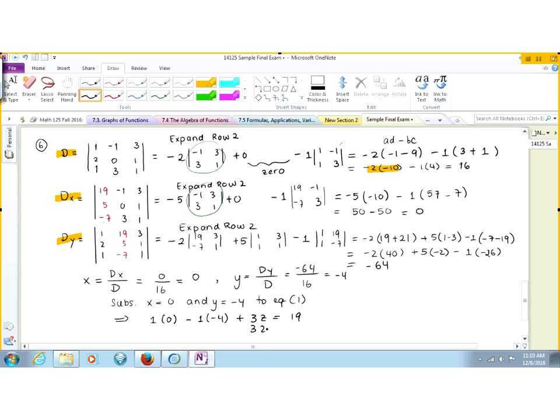So what is z? 3z is equal to 15. Z is 5, yes. So what are my solutions? 0, negative 4, 5. Done.